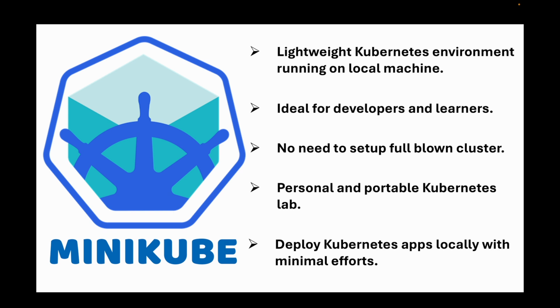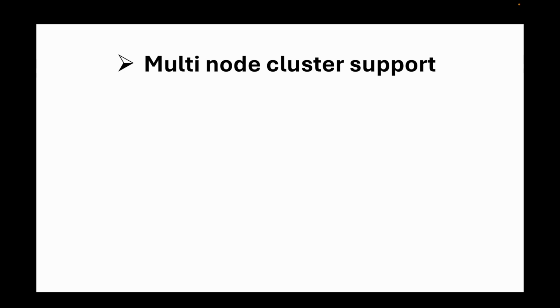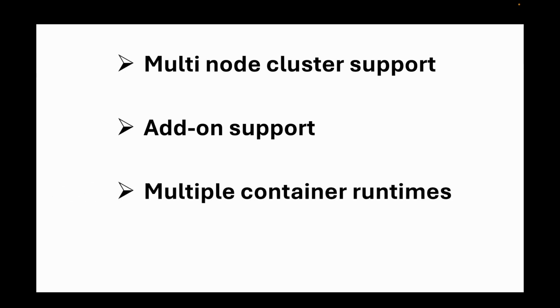Now, let's talk about some of the features of Minikube and what makes Minikube the go-to choice. The first feature we have is the multi-node cluster support. Using Minikube, you can test out your applications to check how they would perform in an actual environment. The next feature is add-ons support. You can easily enable tools like metrics server, Helm charts, and ingress by making use of the add-ons. The next feature is support for multiple container runtimes. You can use Docker, CRI-O, or containerd as your runtime for running Minikube.